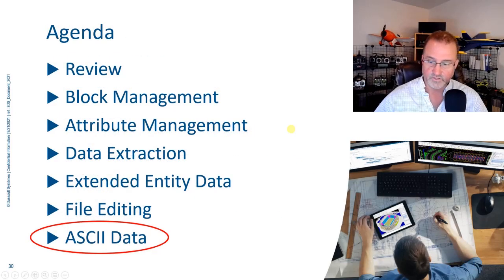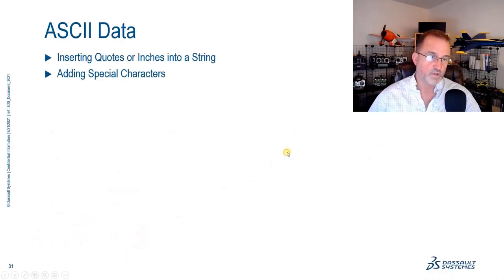The last and final subject that we're going to cover in this session is going over ASCII data. Now, ASCII data is the actual ASCII code for each character that is a string character. There are cases where we need to insert a quote mark or an inch mark into a string, and we can't do it through normal methods, so sometimes we have to put the ASCII value of that character into the string. Sounds a little complicated, but let me kind of go through this, and I think you'll get a sense of what I'm talking about.